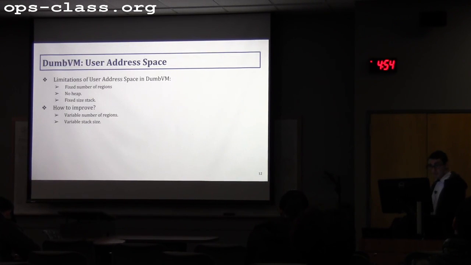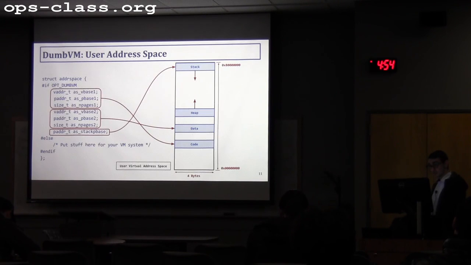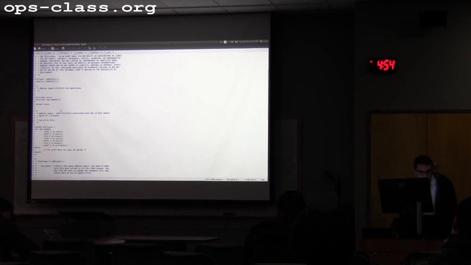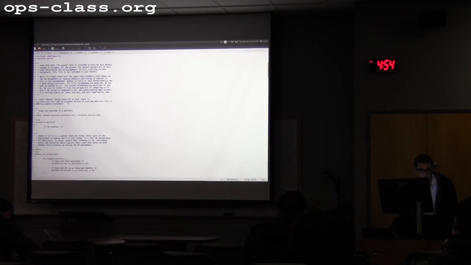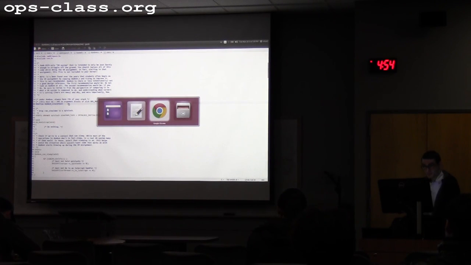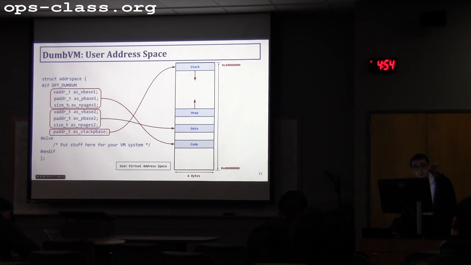So we have a fixed size stack, and if you go over this, it will just panic. So the user stack shouldn't go over the defined size. Where can you find the defined size? So this is it, the define DUMBVM_STACKPAGES, which is 18, which is 72K. So this is the maximum stack size that you can have.